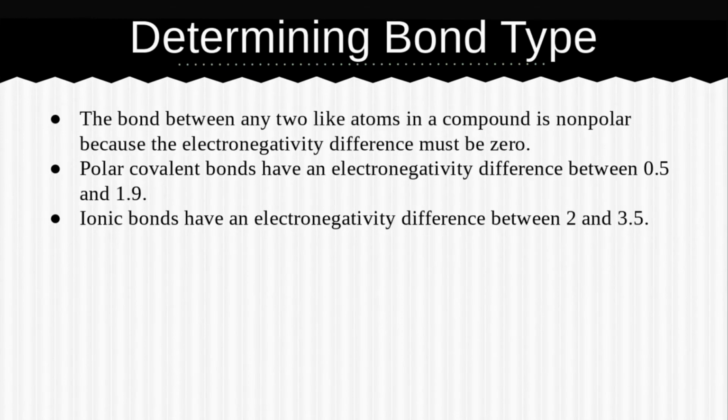So to figure out the type of bond between ionic, polar covalent, or nonpolar covalent, we need to look at the difference in electronegativity.